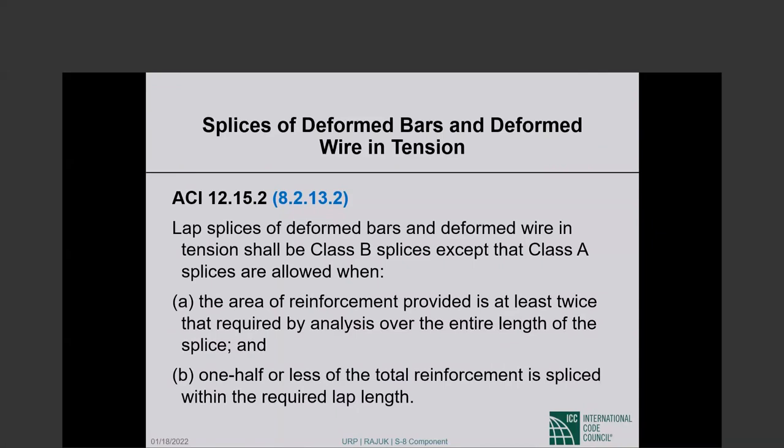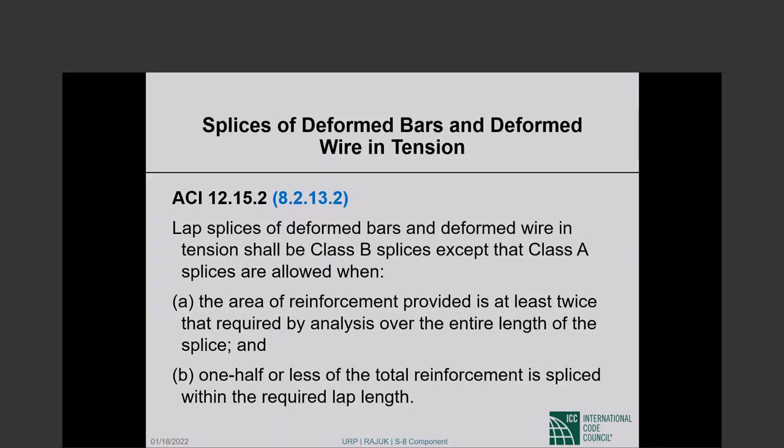Okay? So if you can satisfy two conditions, your splices are class A. If you cannot satisfy those two conditions, your splices are class B. What are the two conditions that will qualify for class A splices? The area of reinforcement provided is at least twice that required by analysis over the entire length of the splice.